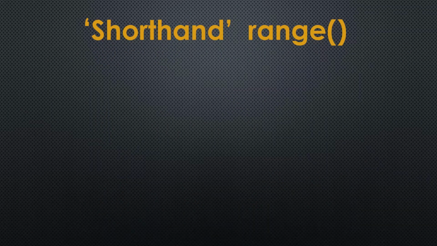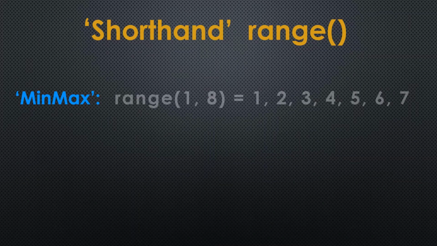There are also two shorthand ways of using the range function. The first is what I call MinMax, in which only the minimum and maximum values are specified, whereas the interval is implicitly assumed to be 1. For example, range of 1, 8 will generate the series 1, 2, 3, 4, 5, 6, 7, in which the step is implicitly assumed to be 1.